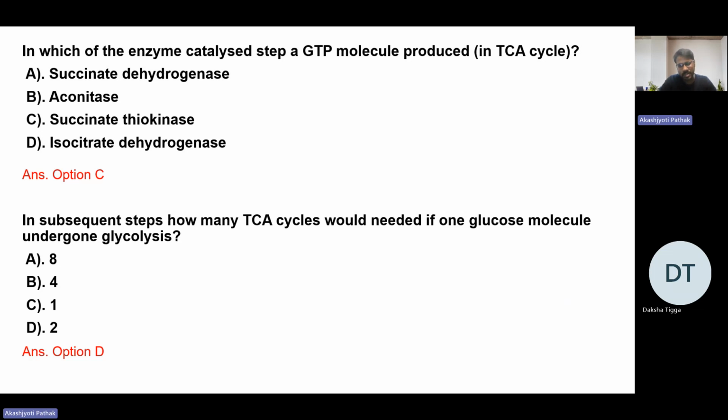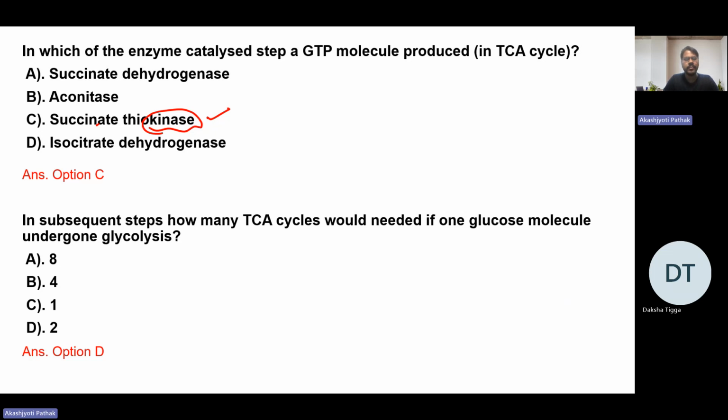Your GTP molecule is produced in the Krebs cycle or the TCA cycle. So what is that step? You do not have to remember all the enzymes, but you have to understand that whenever a phosphoryl transfer reaction is taking place, the enzymes involved will be kinase enzymes. Okay, so that is why our answer is option C. Even if you do not remember the name of the enzyme, this question is talking about a phosphoryl transfer reaction. Whenever a phosphoryl transfer reaction is involved in any enzymatic reaction, the enzyme that catalyzes it is a kinase enzyme.